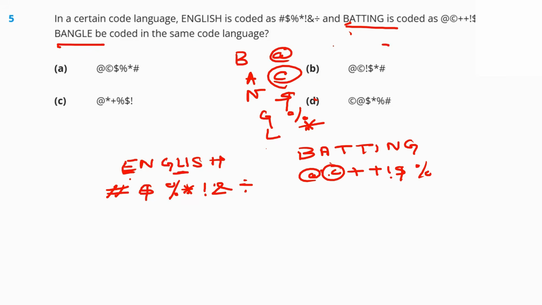No, wait. Percentage, at the rate, copyright, dollar, percentage, star mark, hashtag. That's option A. So option A is the correct answer.